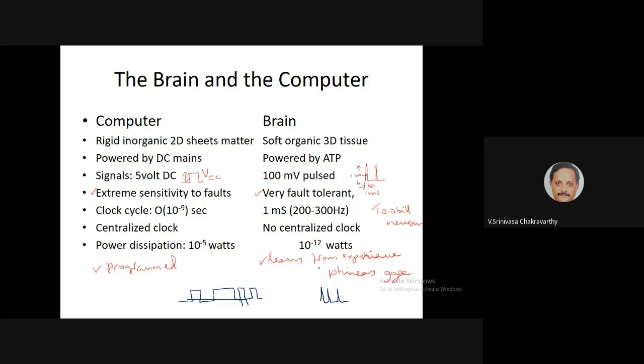All these are fine, but a more fundamental difference between the computer and the brain is that a computer is programmed, right? It's pre-programmed. You have to tell it what to do, and it will follow those rules and keep doing it. Whereas the brain learns from experience. And one more thing that's very different about the brain and the computer is that the brain is extremely fault tolerant.